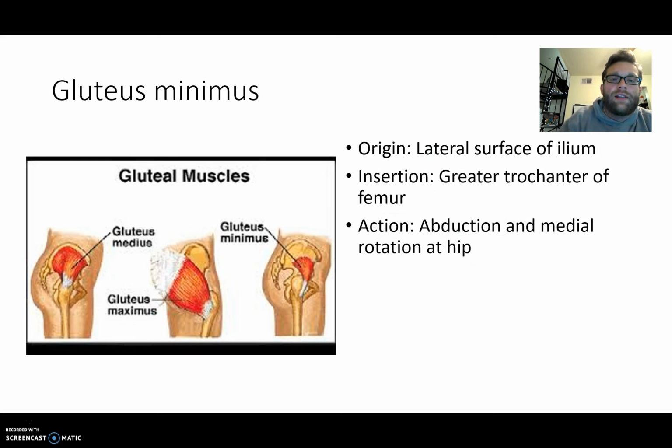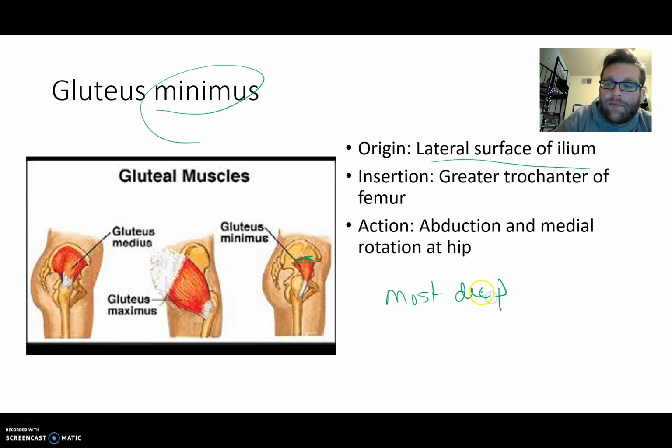All right, the last muscle of the three is the gluteus minimus. It's going to begin on the lateral surface of the ilium, so it actually is very deep. This is the deepest of the muscles, the furthest in. It's going to insert again on the greater trochanter of the femur. It actually goes more to the anterior side of that, as opposed to the gluteus medius, which is more on the superior side. Its action is abduction and medial rotation of the hip.